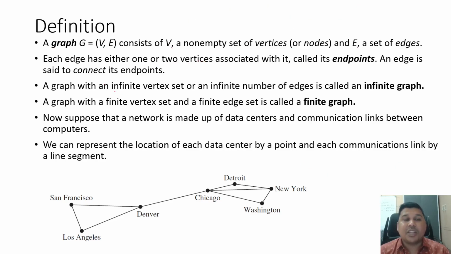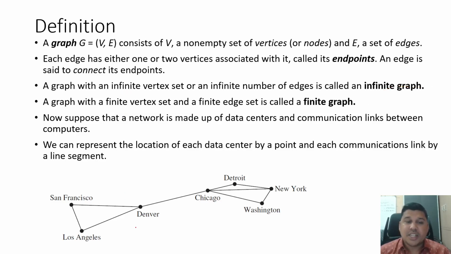Then a graph with an infinite vertex set is called an infinite graph. A graph with a finite vertex set and finite edge set is called a finite graph. Finite number of vertices obviously means a finite number of edges. Why am I saying this? Because when we give a definition, we have to clearly state whether it is a finite graph or not. When we see different theorems in graph theory, we will always quote, assume G is a finite graph, meaning it has a limited number of edges and vertices.